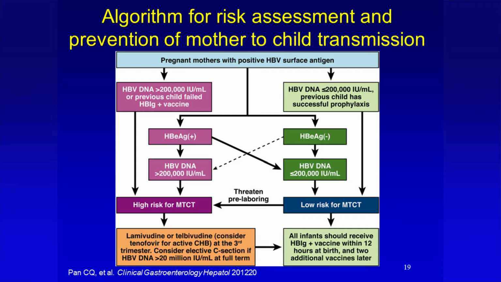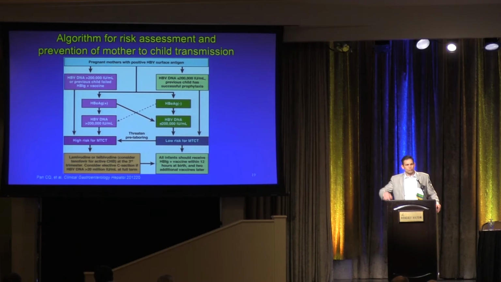So the reason why 200,000 was chosen is it appears that above this viral level in a mom, the vaccine and immunoglobulin does not work in the infant that well. The vaccines are effective in 90% of infants. The 10% breakthrough is a result of the mom's viral level being high, over 200,000 IUs.